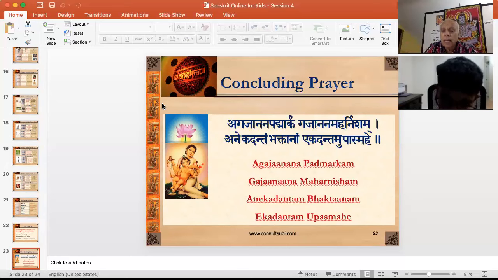So, Agajanana Padmarkam Gajanana Maharnisham refers to the mother of Ganesha, who is Parvati. She's so happy to be looking at her son, and her face is blooming like the lotus looking at the sun. The second line says, Anekadantam Bhaktanam.